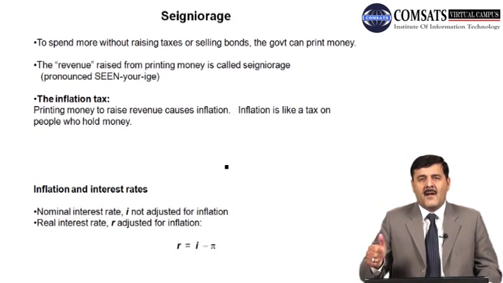To jab government apna revenue badhane ke liye note print karti hai, money supply badhati hai, to is soorat haal ko we can say that there is seigniorage in the economy, right? The revenue raised from printing money is called seigniorage, right? So this is the phenomenon, this is the parameter jisko hum seigniorage kehte hain, ki jab government apna revenue badhati hai in order to meet its expenditure or spending by printing money in the economy, that sort of situation is known as seigniorage.